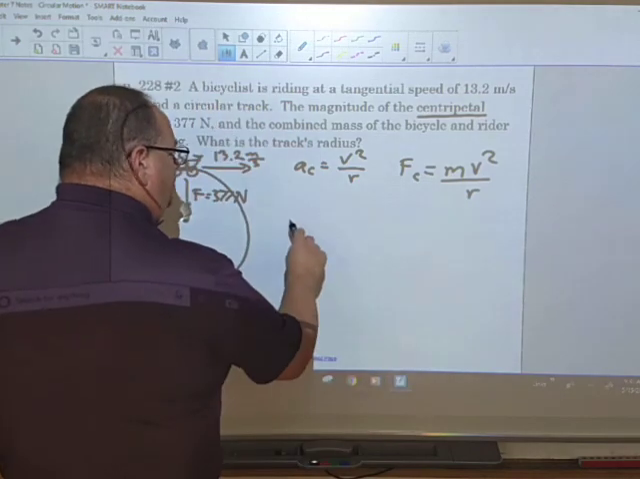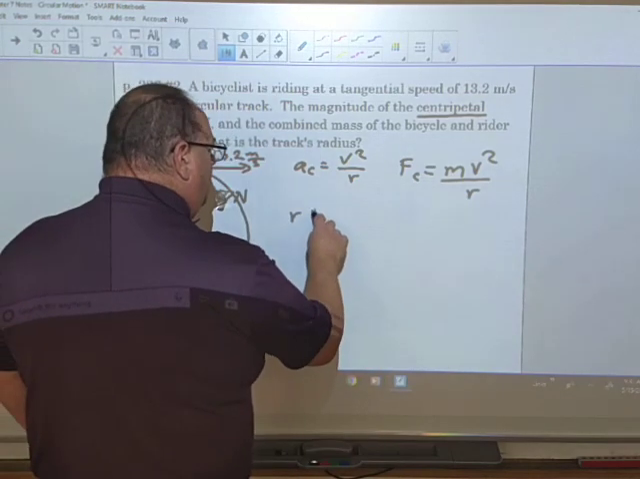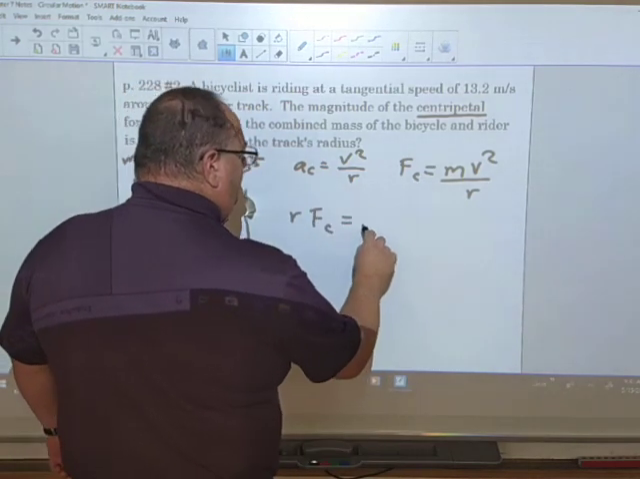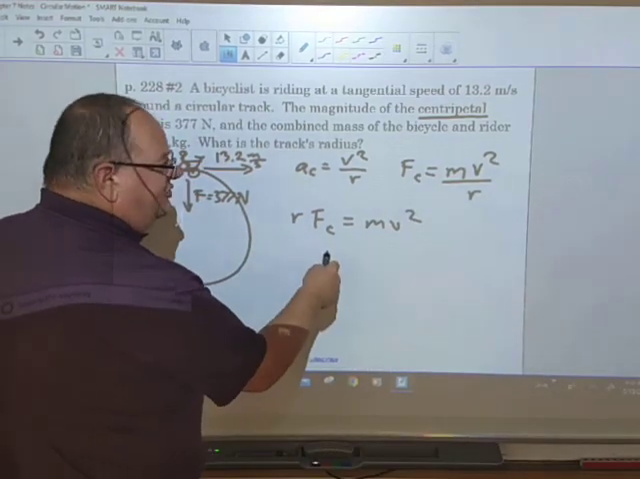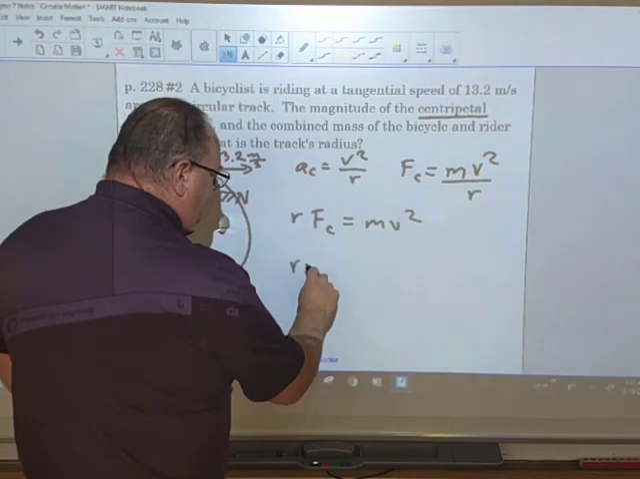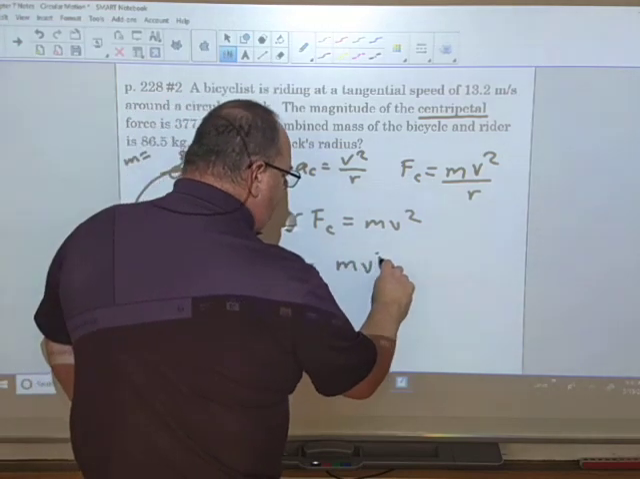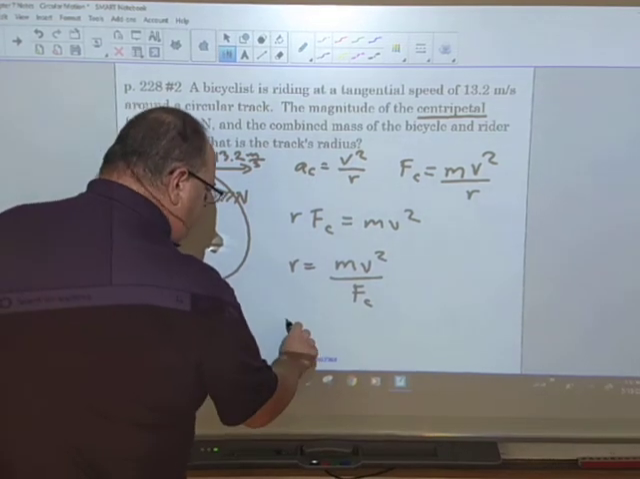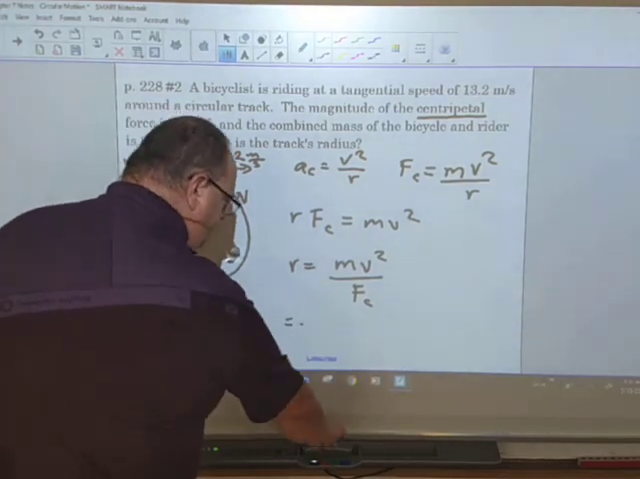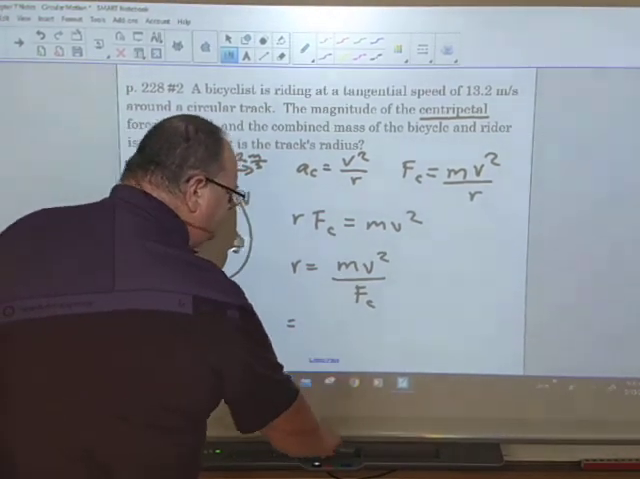So I'm going to multiply both sides by r. So r times centripetal force equals mv squared. And now I'm going to divide both sides by Fc. And so I get r equals mv squared over centripetal force. And now I'm going to plug in numbers.